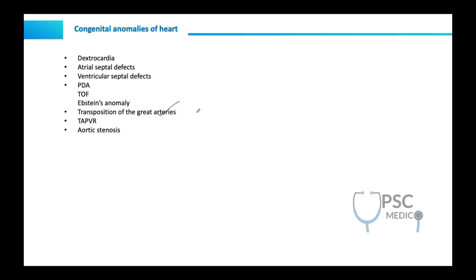Next is total anomalous pulmonary venous return. Okay, so pulmonary veins, where do they open? They open into left atrium. But due to defective development, if they open into right atrium, then we call it total anomalous pulmonary venous return. Aortic stenosis is simple.